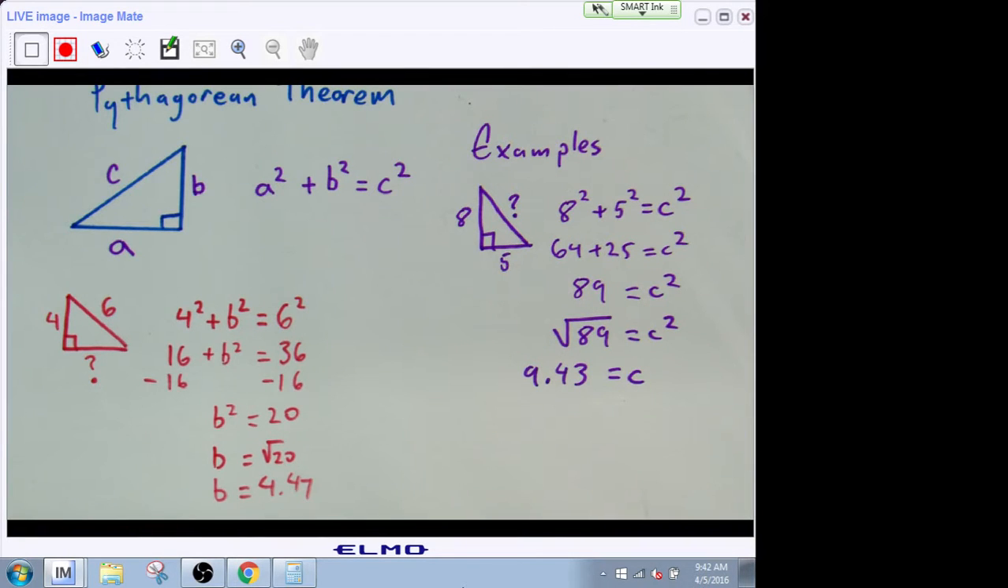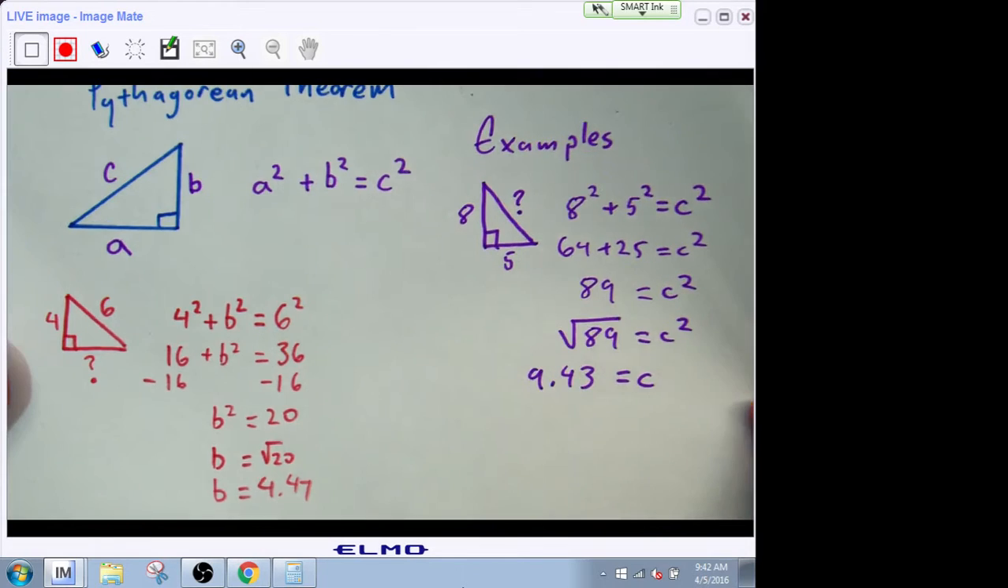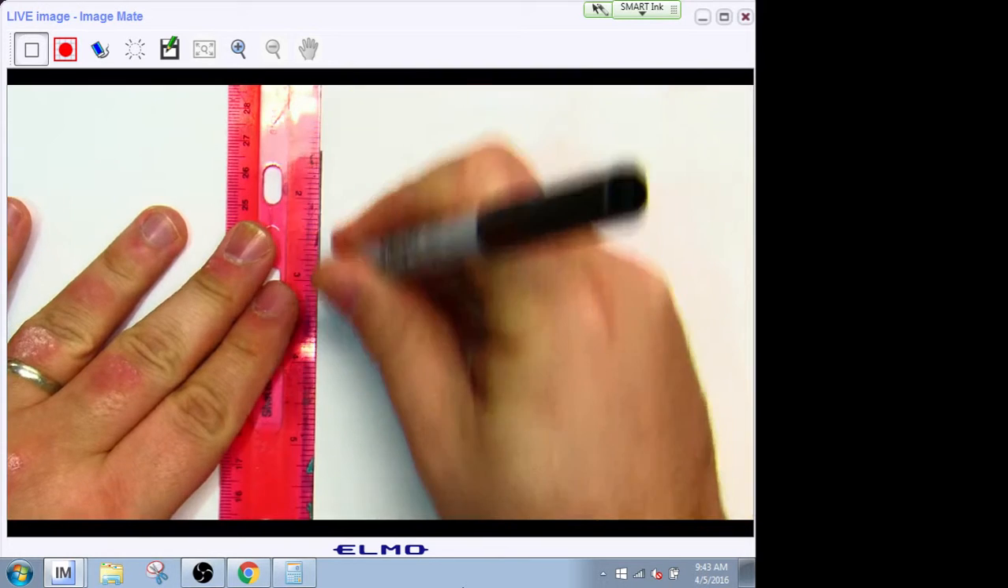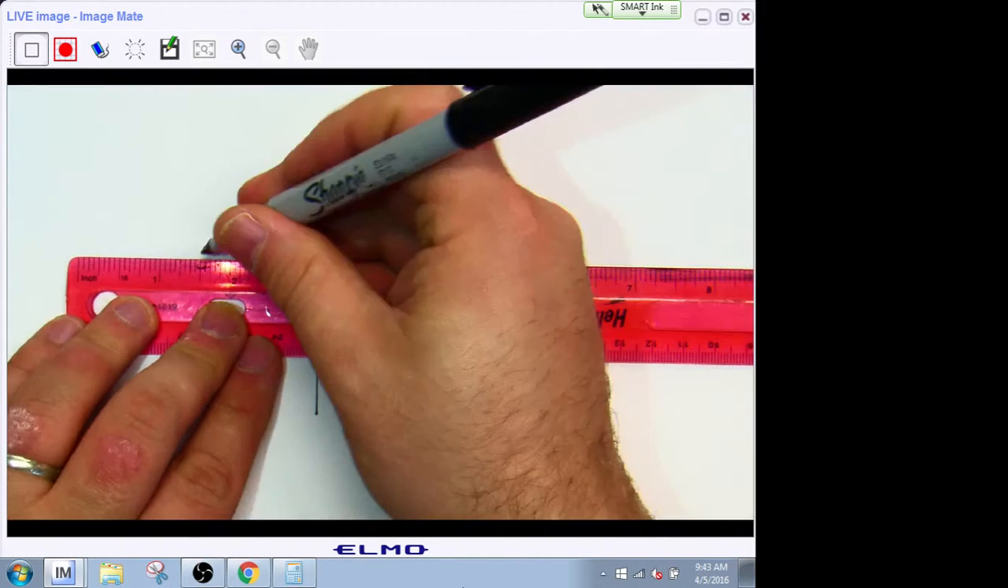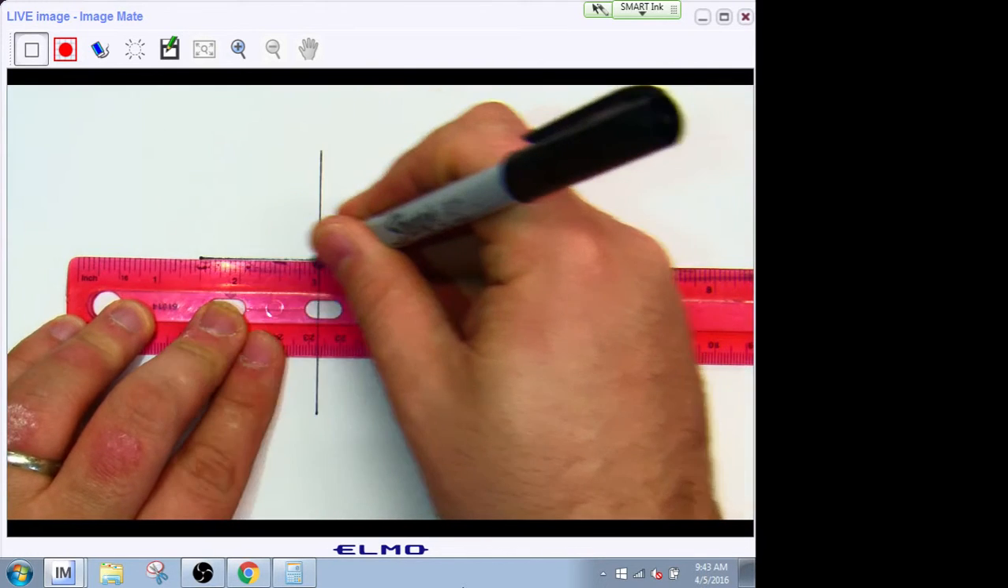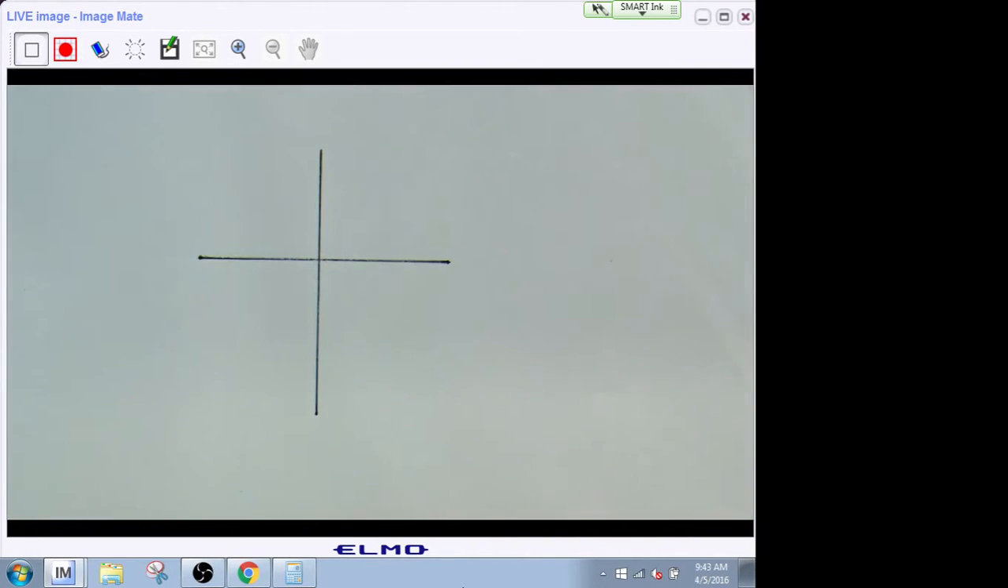Now, what ends up happening is we might be given something on a Cartesian plane. Okay? We might be given something on a Cartesian plane. So go ahead and draw your Cartesian plane. We might be given this.